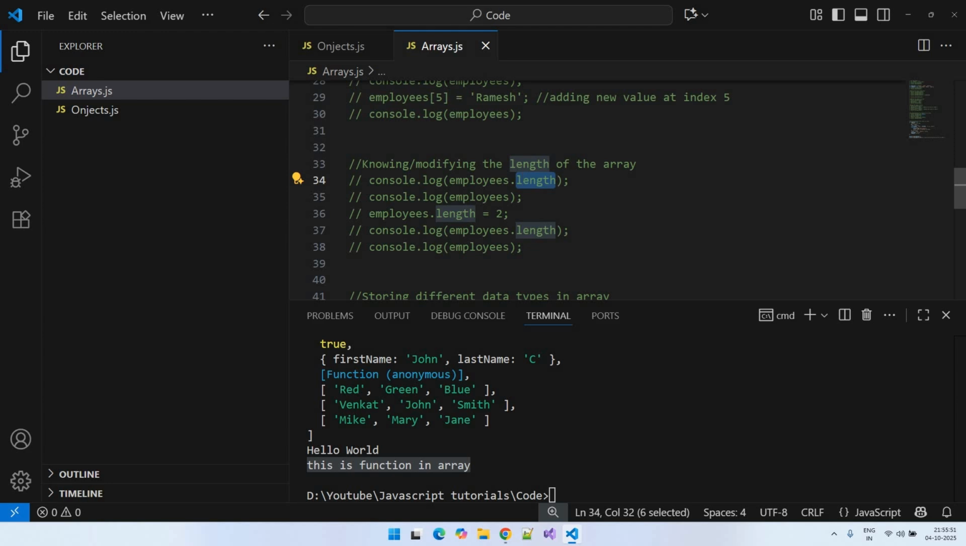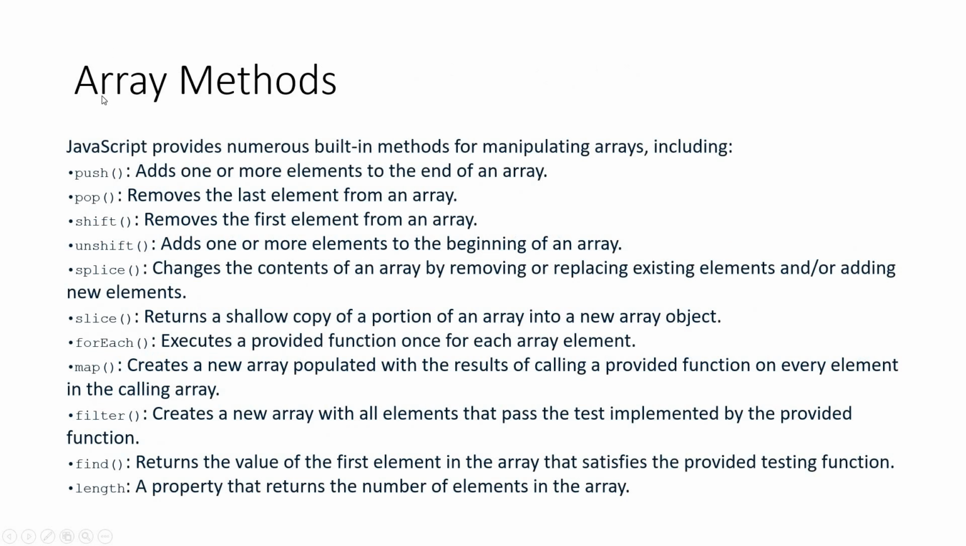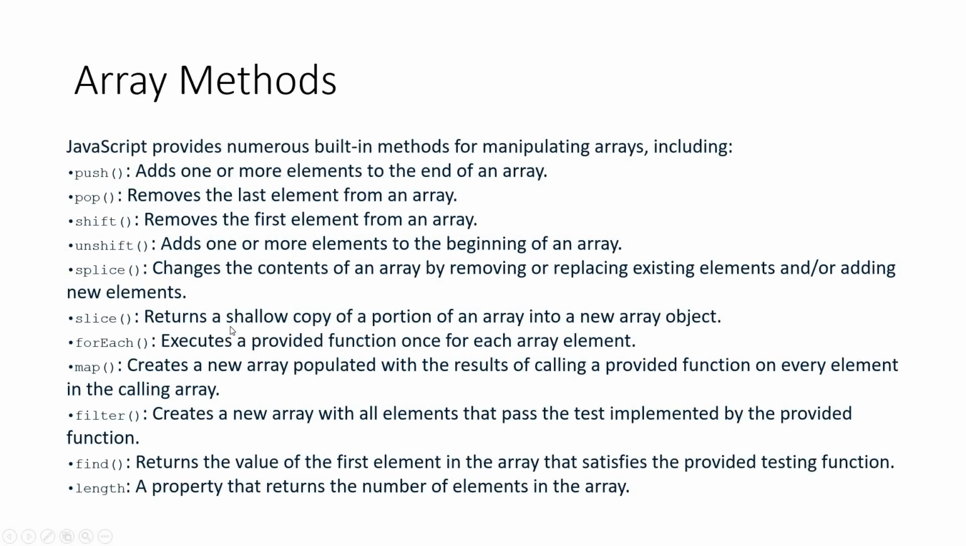This length property and a few more functions got added to our JavaScript array from this Array.prototype built-in class or methods in JavaScript. Okay, so you can see here these are the array methods. JavaScript provides numerous built-in methods for manipulating arrays, including push, pop, all these methods, and in the last, the length property is also there. All these built-in methods are added to our JavaScript array from Array.prototype. That's the last point, object based. Let's go to the last slide.